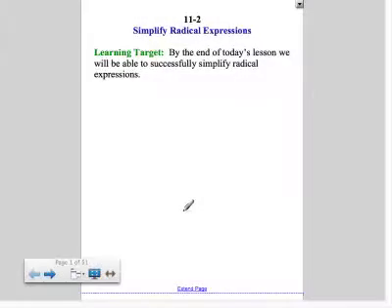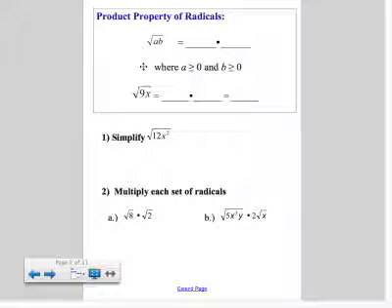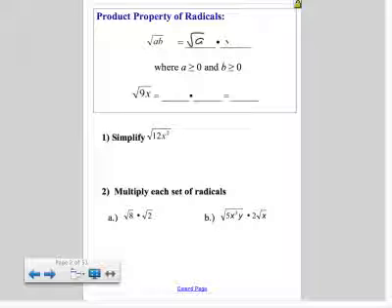Here in section 2, we're going to continue talking about radical expressions. In particular, today we're going to look at simplifying radical expressions, becoming familiar with how radicals work and things of that nature. So the first property we're going to look at is the product property of radicals. What this property says is that if you're looking at the square root of a times b, that can simply be rewritten as the square root of a times the square root of b.